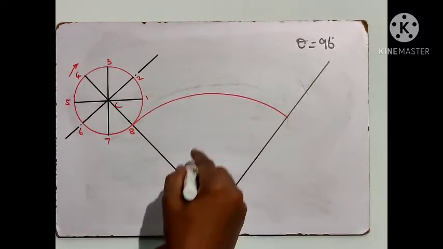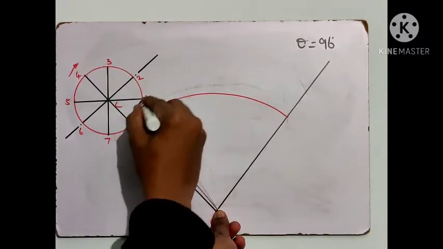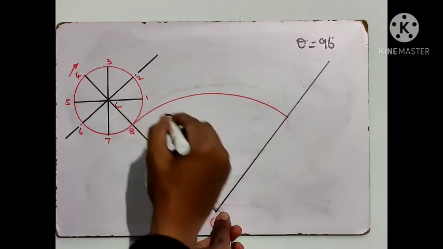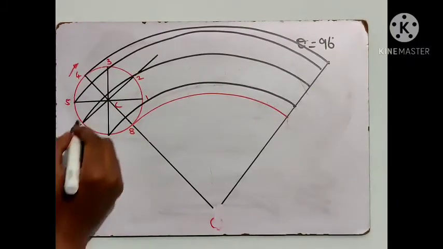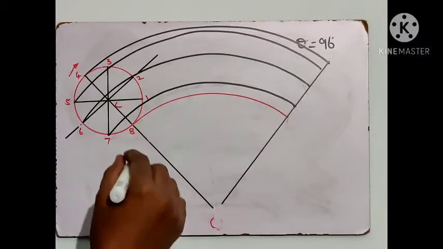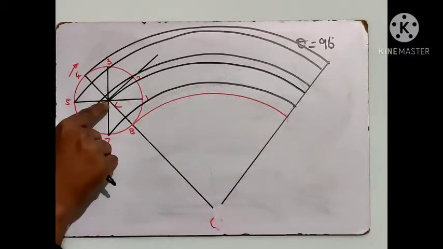So keeping this as the center and this as the radius, you need to make an arc, something like this. As I told, I have made multiple arcs. Okay. So after completing this, you need to make one more arc that should pass through C. Something like this, we need to make one more arc, so that should pass through C.